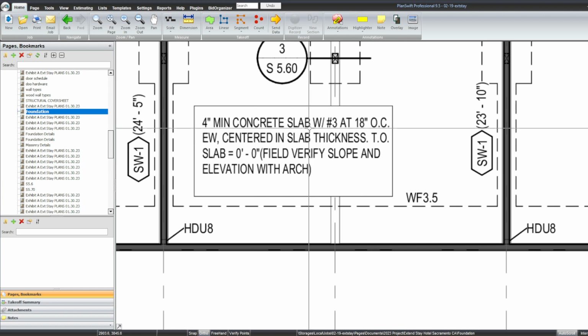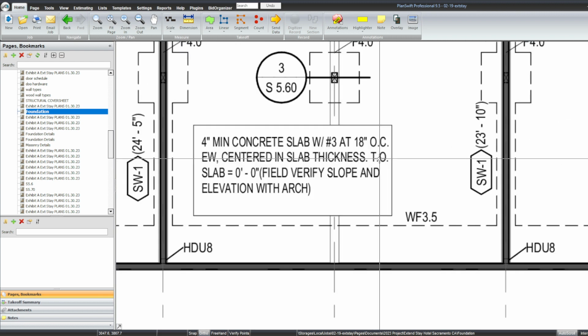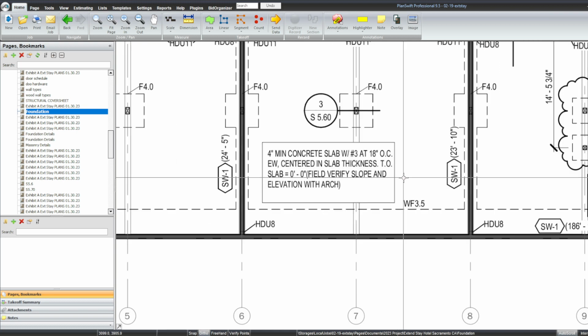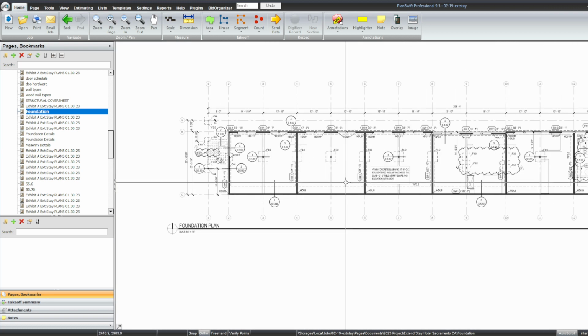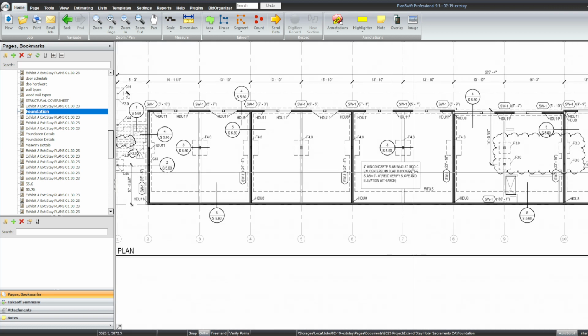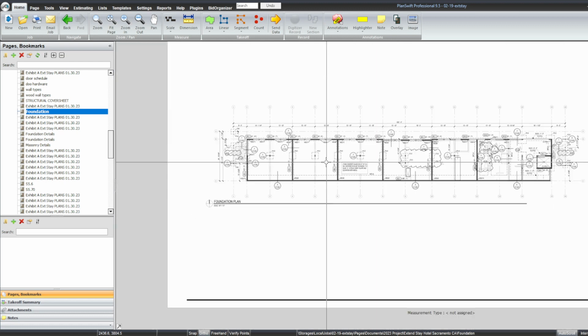It's a 4-inch minimum concrete slab with number 3 at 18-inch on center each way, centered in slab thickness, top to, get what that is. It's like, so what do we mean? At the 18th each way.